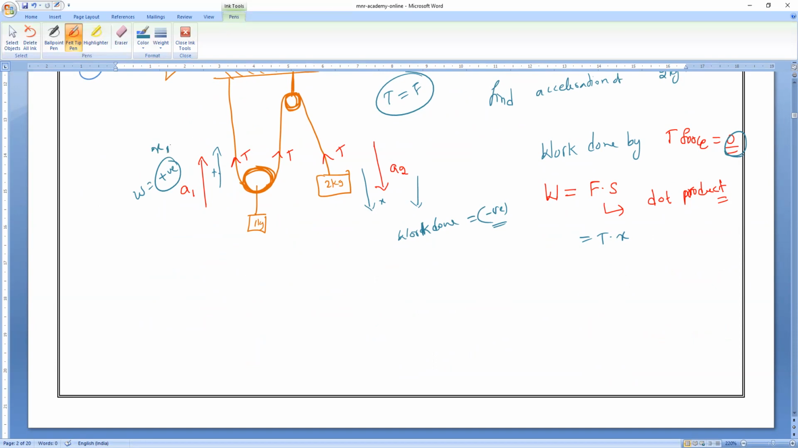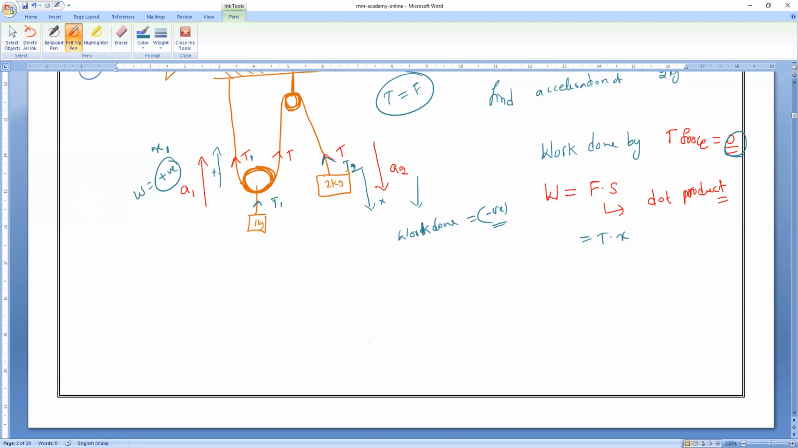The distance traveled by this body is x1 and the tension is assumed as T1. Sorry, here the tension present in this body is T1, and here the tension present in this one we will take as T2. So based upon that, you should be very careful and answer me.